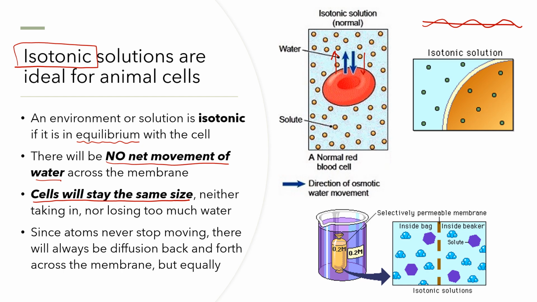Now, like I said, since these molecules of water are constantly moving, remember, diffusion never stops. It just reaches a steady back and forth where it's equal back and forth. This is how our cells like to be. So our cells like to be isotonic. That's a way you can remember that term. I like to be, or I am isotonic. I like to be isotonic.